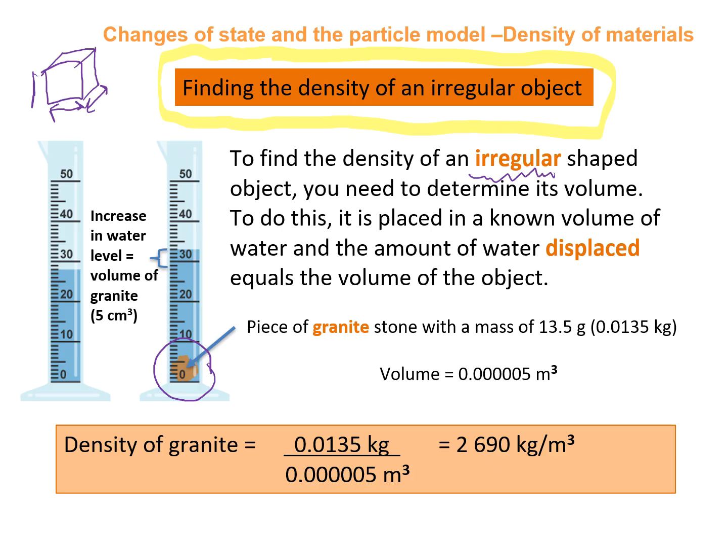What you can do is, here we have a known amount of water. We put the stone in the water, and in this example it's gone up from 28 to 30 centimeters cubed. So we can see it's gone up by 5 centimeters cubed. That means we can work out the volume.